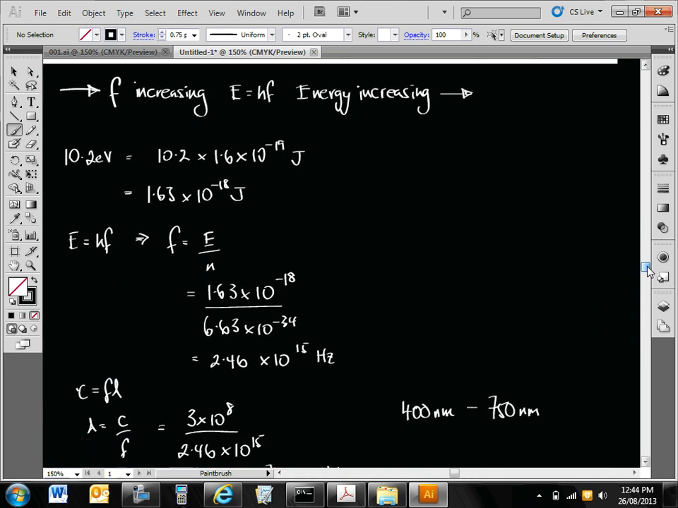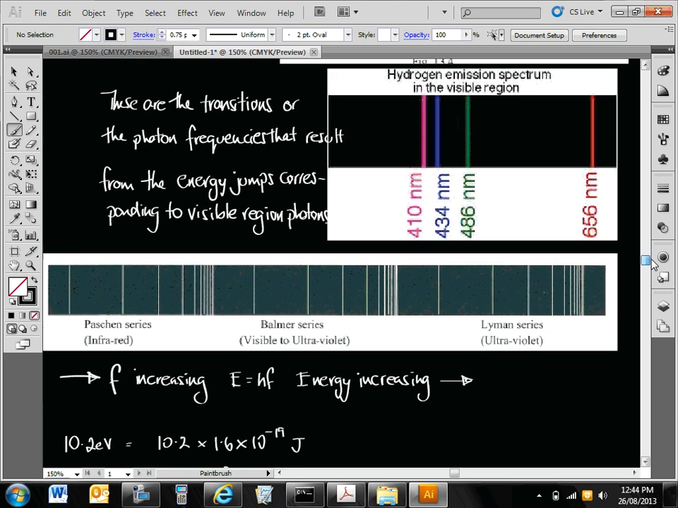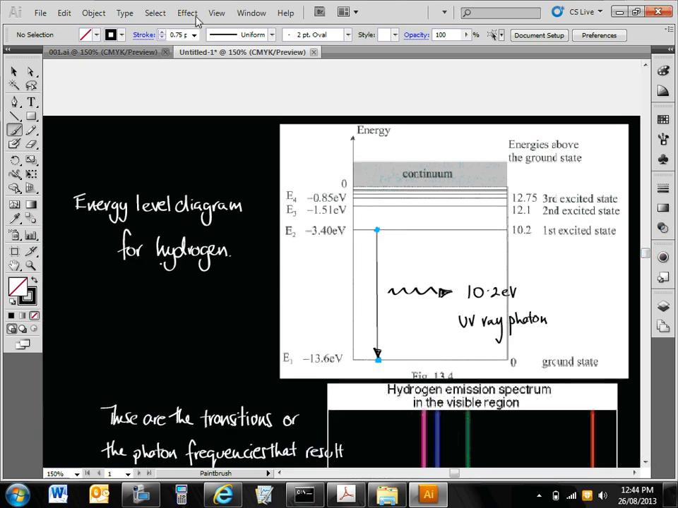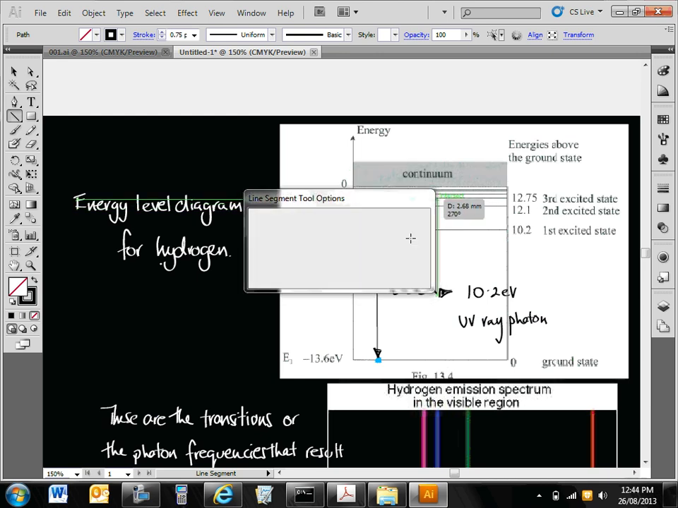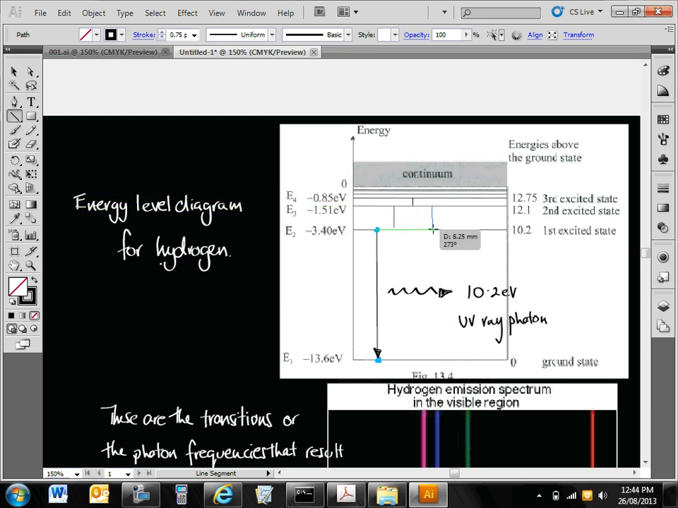Yes, Paul? So if the jump was smaller, that means the energy would be smaller. Yes. Yeah, that's right. So these little jumps here that I'm drawing here, actually, not that one. This one here.